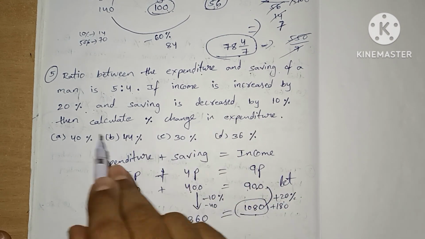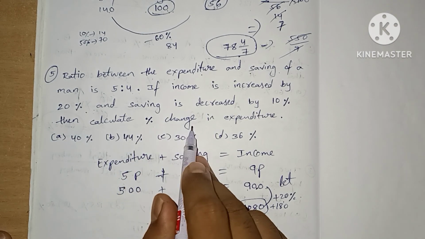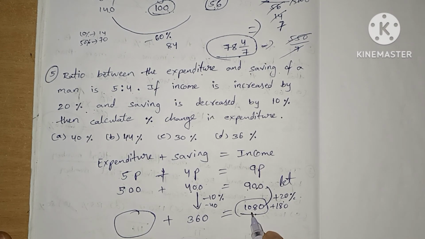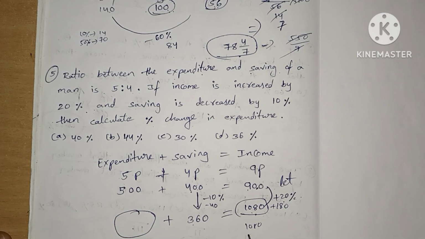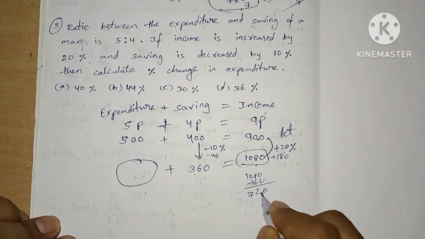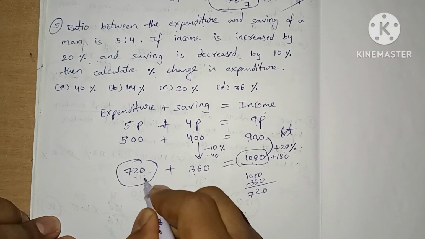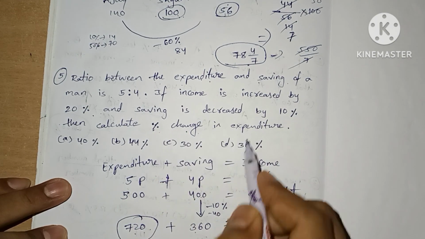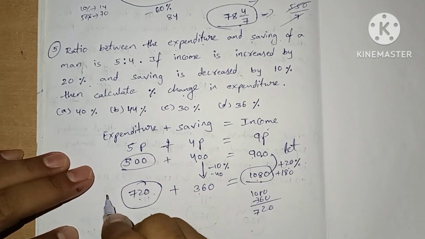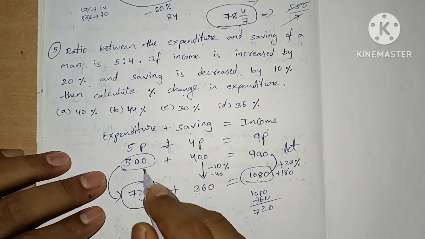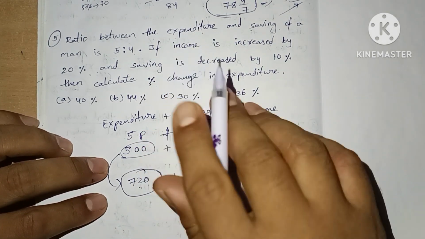Now what he asked is to calculate the percentage change in expenditure. We need to find this first. We have 1080 as income and 360 as savings. 1080 minus 360 will be 720. So this is the value of 720, and it is asked to calculate the percentage change in the expenditure. First the expenditure is this one. Now the expenditure becomes this one. So the percentage change, we do the same as percentage more or less.